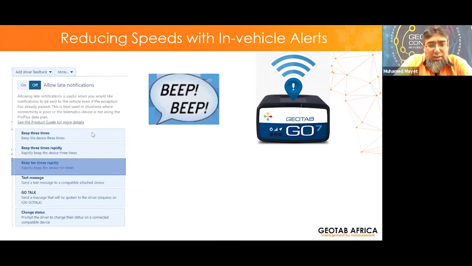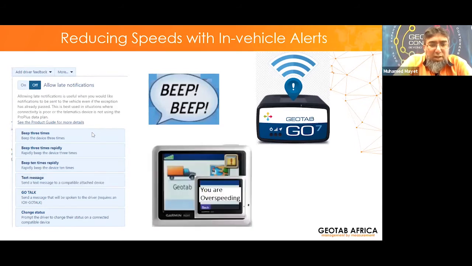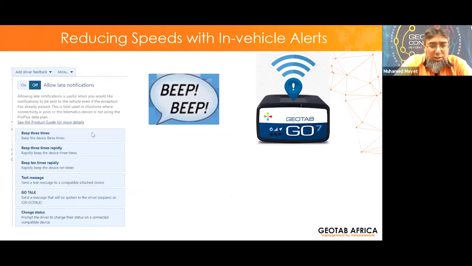This will then assist in the driver being aware that he's being monitored. With Geotab, we have also other options where, if the Garmin is connected to Geotab, when the driver has broken a violation, on his Garmin messages he will see, you are overspeeding. This immediately will notify the driver and he will then stick to the speed limits.